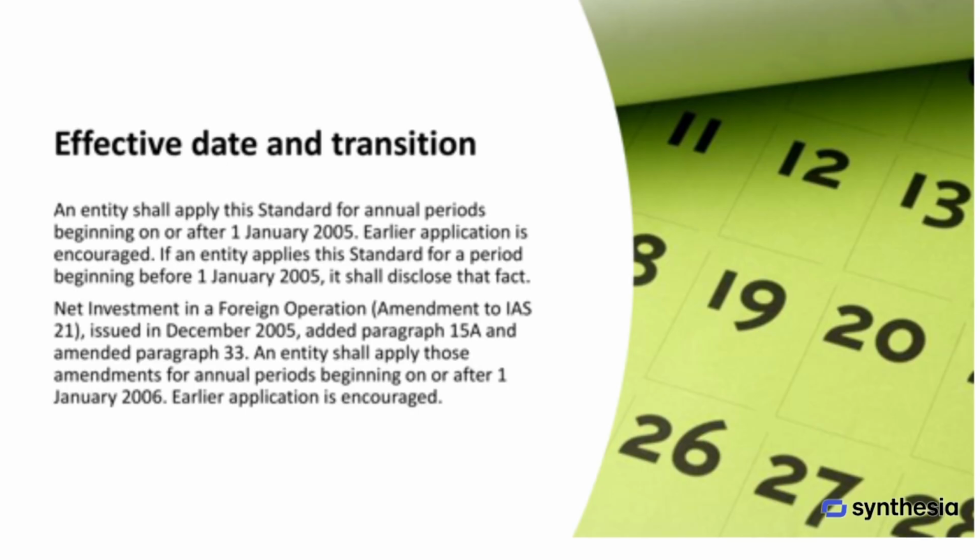This standard is effective for annual periods beginning on or after January 1, 2005. Entities are encouraged to apply it earlier if possible. If an entity applies the standard for a period starting before January 1, 2005, it must disclose that fact in its financial statements. Additionally, the amendment titled Net Investment in a Foreign Operation, issued in December 2005, introduced paragraph 15A and amended paragraph 33. Entities must apply these amendments for annual periods beginning on or after January 1, 2006, but earlier application is also encouraged.